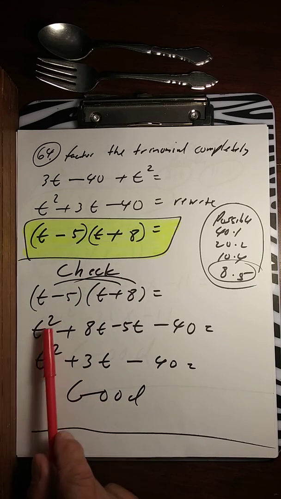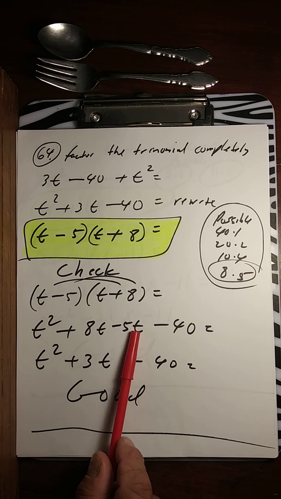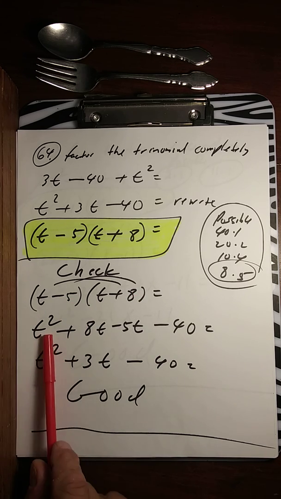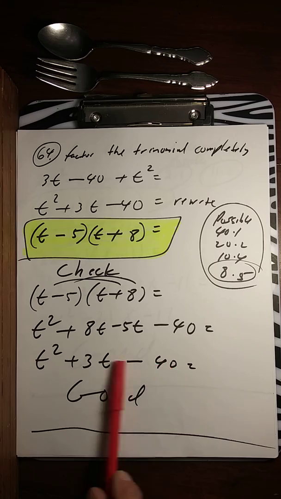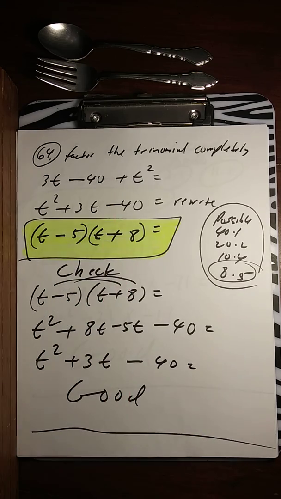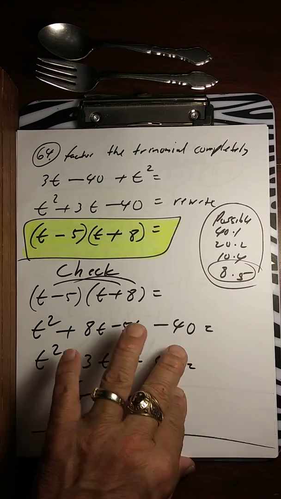Multiply it out. That times that's t squared. That times that's 8t minus 5t minus 40. T squared, that's going to be 3t minus 40. Does that match this one? Yes, that matches. So this is the one we're using.